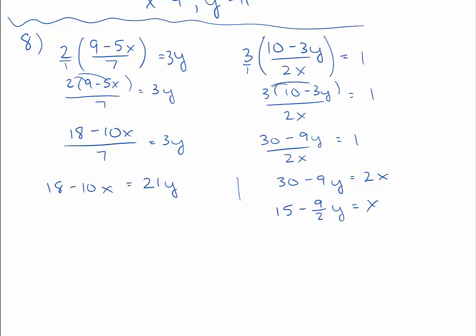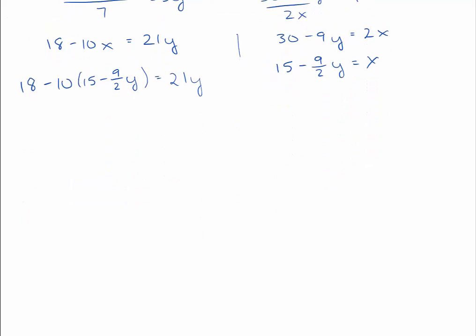All right, so now we have x equals something, and so we're going to plug that into our other equation. So I'm going to rewrite this left-hand equation over here as 18 minus 10. And again, I have x equals something in my right-hand equation, so I'm going to replace that x. And so instead of x, I write 15 minus 9 over 2y. And then that all equals 21y.